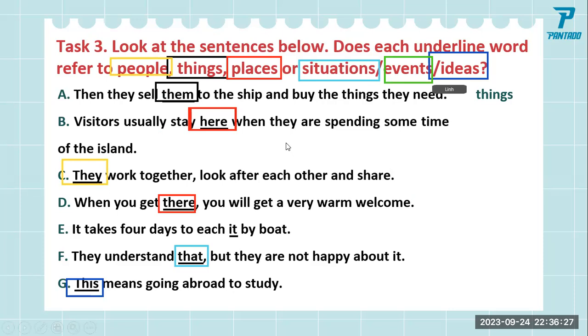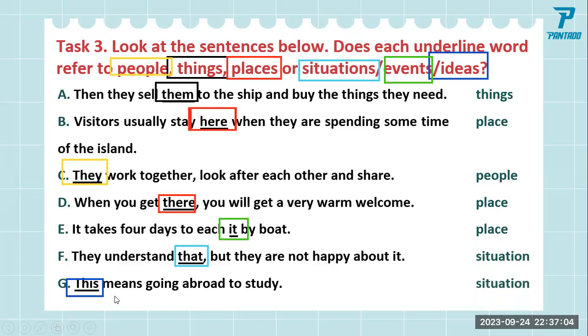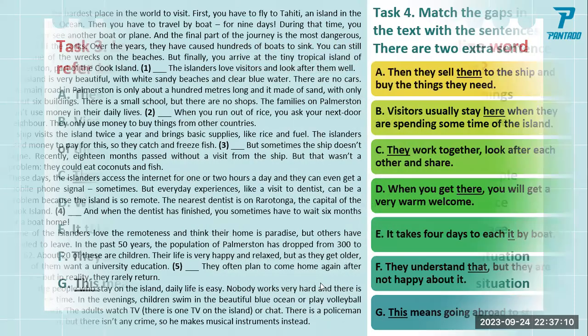Okay? Yes. So this one is place. Very good. Here, place. They, people, correct. There, of course, that's place. There, okay. It takes 4 days to get there by boat. Place. Okay, it's event. They understand that situations, correct? This situation means... okay, one mistake only, very good.